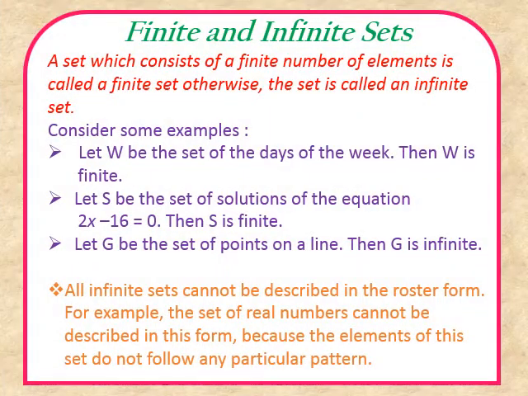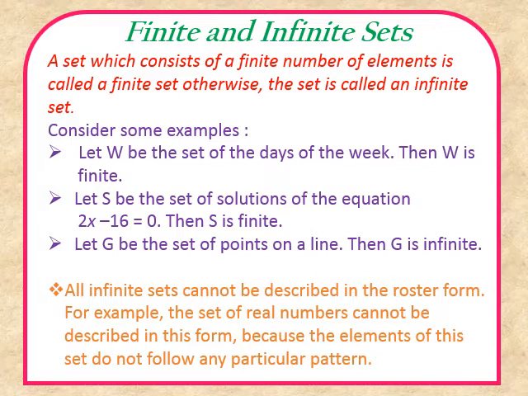Next we have finite and infinite sets. A set which consists of a finite number of elements, which means that can be counted, is called a finite set. Otherwise it is called infinite. So if the numbers cannot be counted, it will be called an infinite set. And if the numbers can be counted, it is called finite.